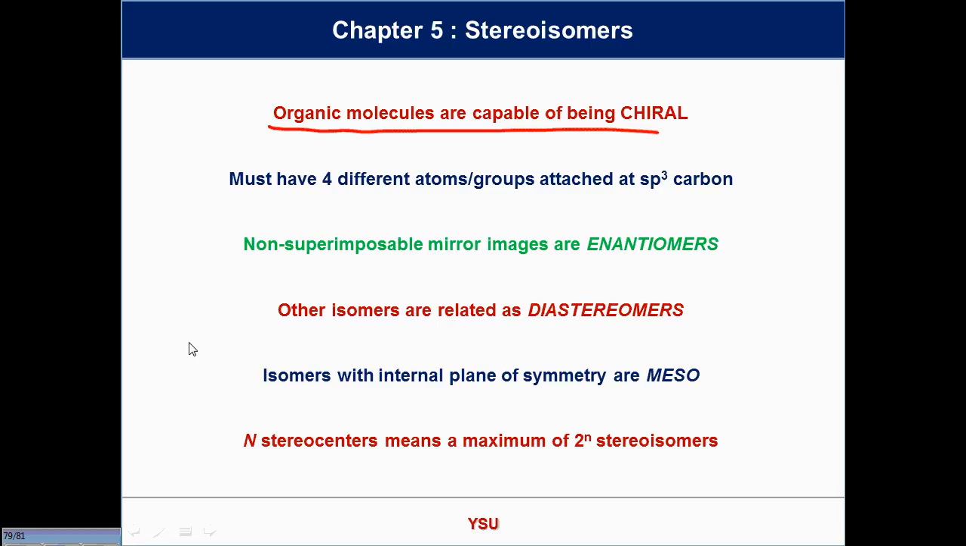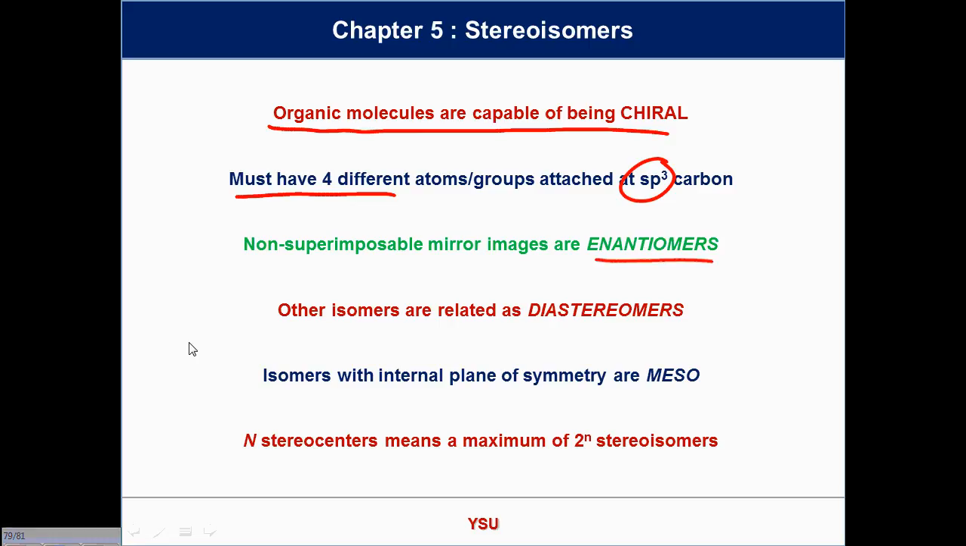We can have chiral centers in which we have asymmetry. And to do that, we must have 4 different atoms or groups attached at an sp3 carbon. So when you're practicing, don't be telling me that an sp2 carbon is chiral. It isn't. It's sp3 carbon. That's all you're dealing with.